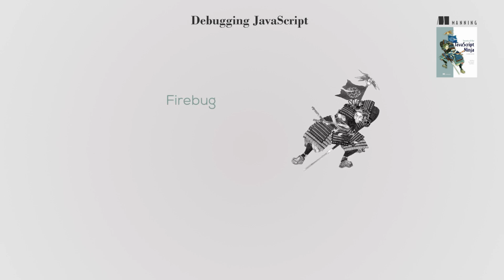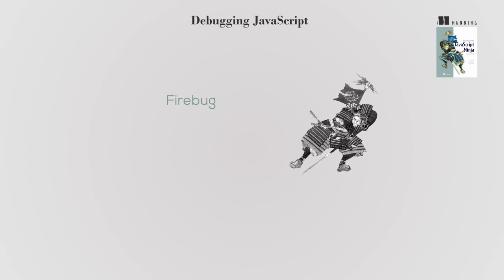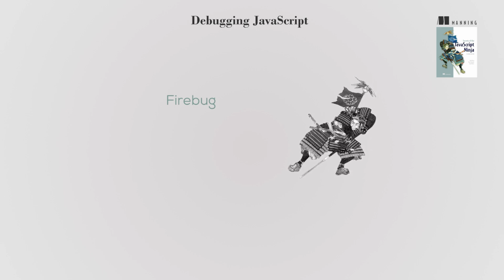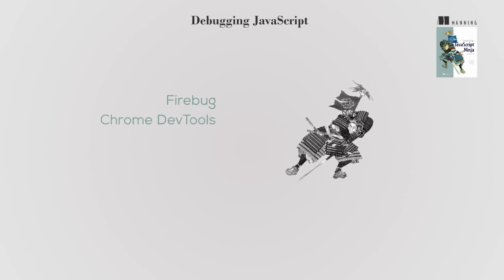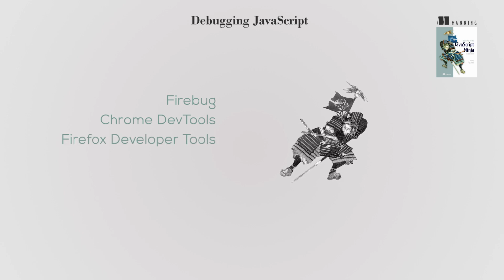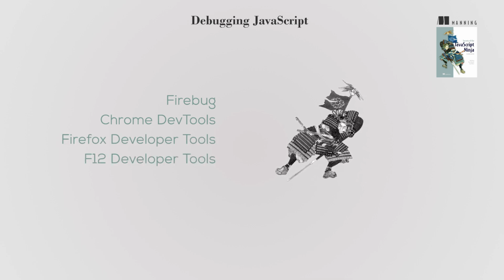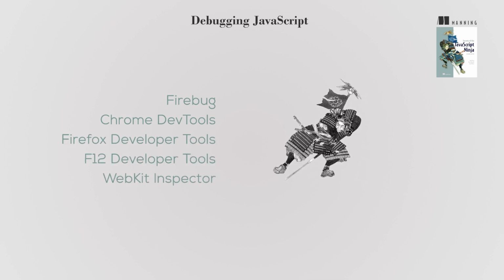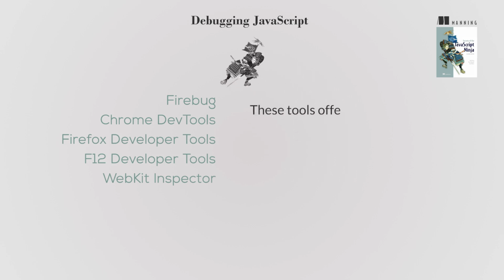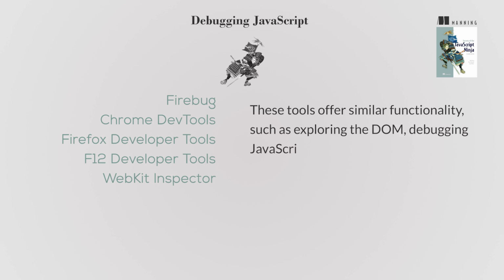Debugging JavaScript has improved significantly with the development of tools like Firebug, which is a popular developer extension for Firefox. Similar tools are now available for all major browsers, including Chrome DevTools, Firefox Developer Tools, F12 Developer Tools, and WebKit Inspector. These tools offer similar functionality, such as exploring the DOM, debugging JavaScript, editing CSS styles, and tracking network events.